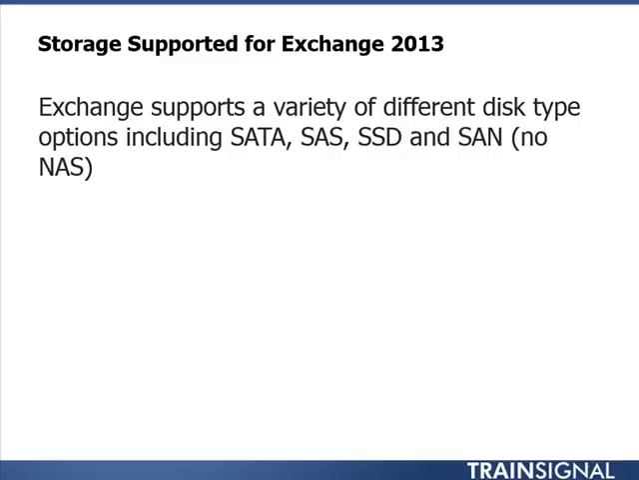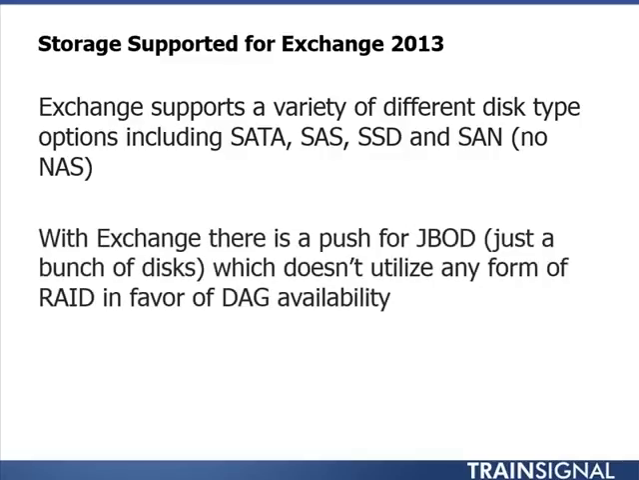Okay, and that's great. But it's good to note that Exchange 2013 really reduces disk I/O. And so what does that mean? Well, what it really means for you as an administrator is that you have the ability to use less expensive, slower disks without really seeing a decrease in performance. And so that's why with Exchange, there's this push for JBOD, just a bunch of disks, which doesn't utilize any form of RAID in favor of DAG availability.